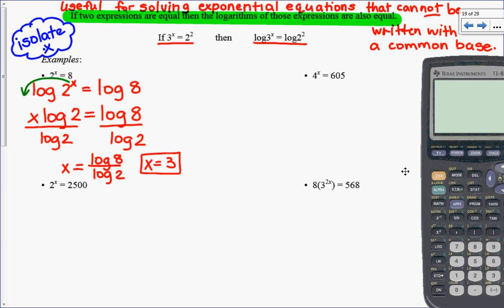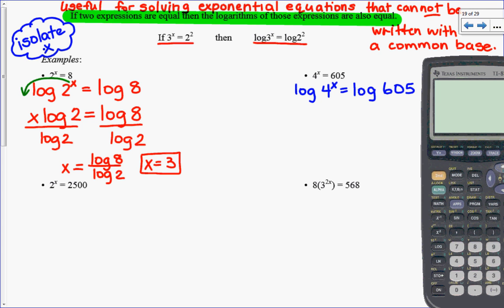4 raised to the x equals 605. I've played around in my calculator to see if 4 raised to some other exponent will equal 605 so that I can make a common base. I found that I can't make a common base because 4 raised to any exponent is not going to give me an answer of 605. So in that case I say, the log of 4 raised to the x is equal to the log of 605. I just take the log of both sides of the equation.